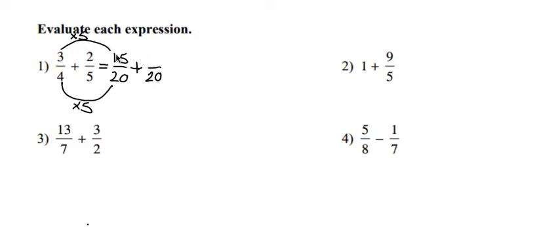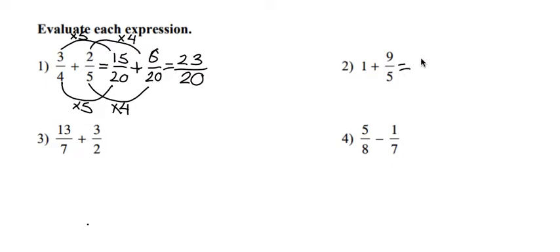For the second fraction, in order to figure out what the numerator is, we need to think about how we got from 5 to 20. 5 times 4 is 20, so we're going to do the same thing on top. 2 times 4 is 8. Now that they have the same denominator, we can just add the two numerators and keep the denominator the same. So 3 over 4 plus 2 over 5 is going to be 23 over 20.